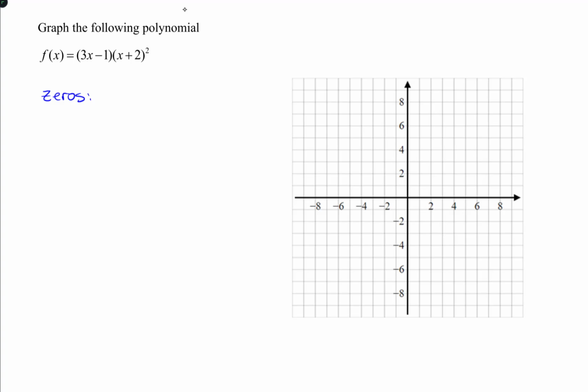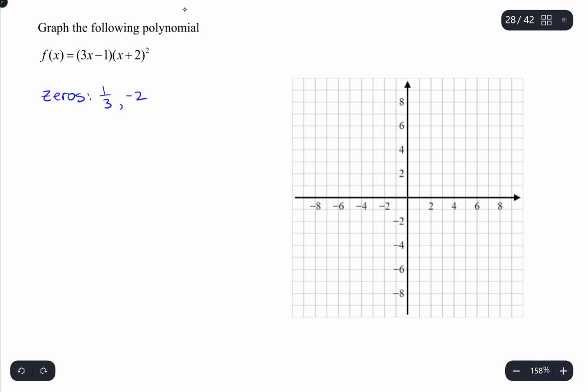If I take each of these factors and set them to 0 and solve, that would tell me what the zeros are. So 3x minus 1, if I set that to 0, would result in 1/3. And you can check that on your own if you're unsure about that. If I set x plus 2 equal to 0, then I get another 0 at -2.